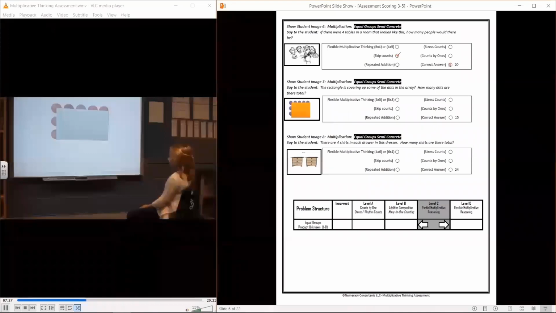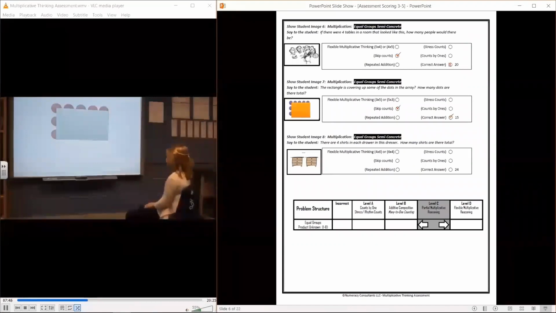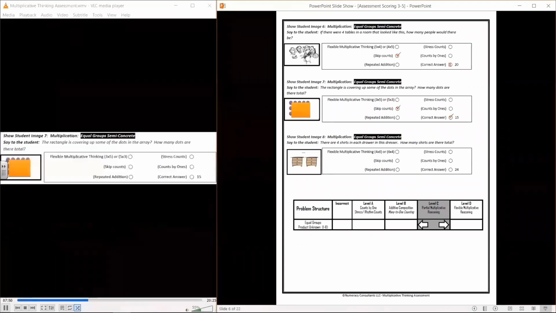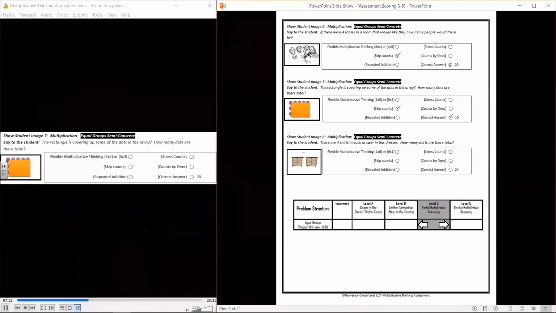The rectangles covering up some of the dots in the array. How many dots are there total? 36, 9, 15. Again, she skip counted, and she got the correct answer, so she gets credit for the strategy.